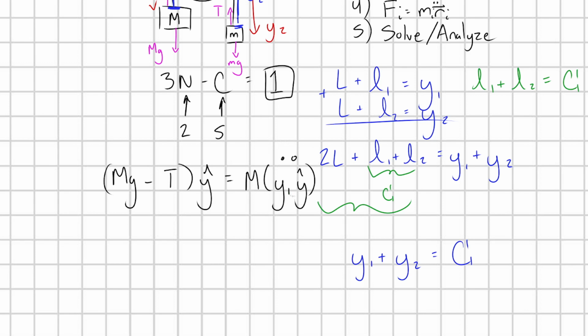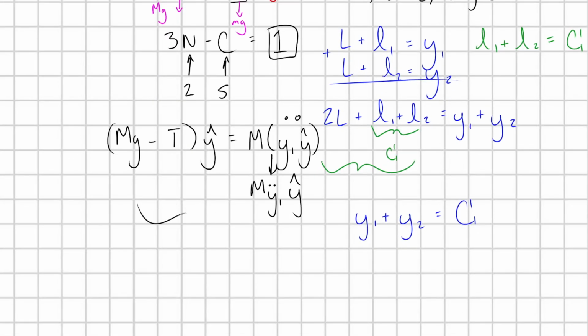But in Cartesian coordinates, the y hat unit vector is always going to be constant throughout time. And so any derivatives of that with respect to time are always going to equal 0. So this term here is immediately going to equal m times y1 double dot in the y hat direction. And then we end up pulling out Mg minus T equals M times y1 double dot.